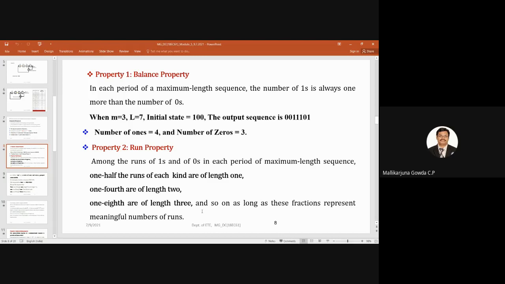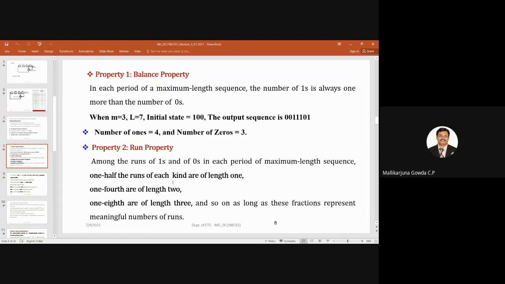Yeah, 1/8 are of length 3, till that is fine. Then 1/16 is one run of 8.4 bits, so again it will be a 0.5. That is what means that fraction does not represent the meaningful number of runs. If it is representing a meaningful number of runs, then it will obey this rule.